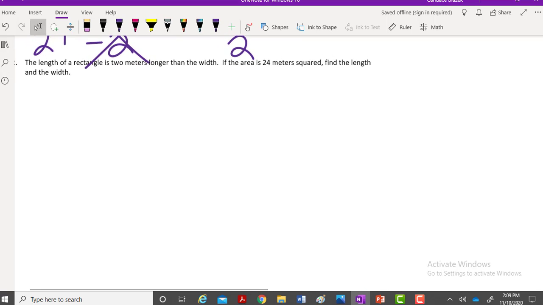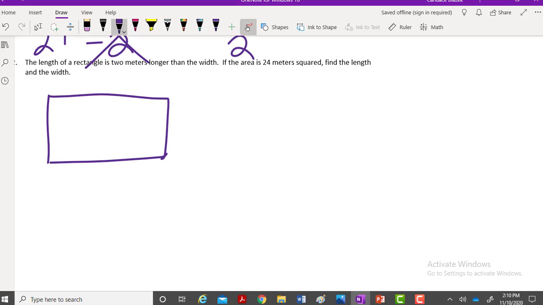The length of a rectangle is 2 meters longer than the width. If the area is 24 meters squared, find the length and the width. So let's go ahead and just draw a picture of this rectangle. I have the length, I have the width, but it says that the length is 2 meters longer than the width. So if the width is W, the length would be equal to W plus 2.